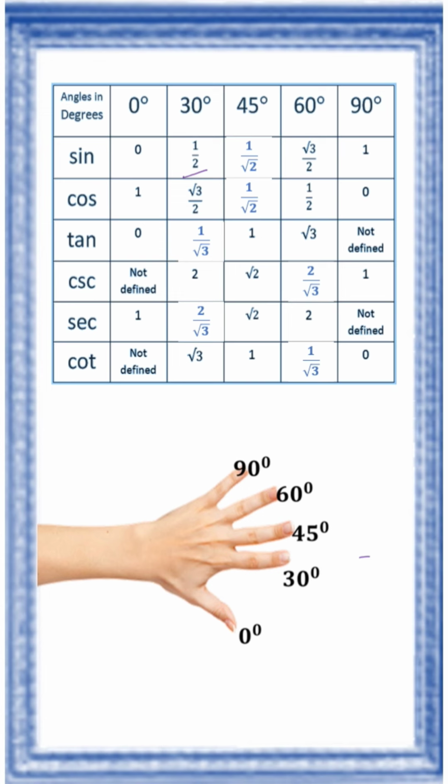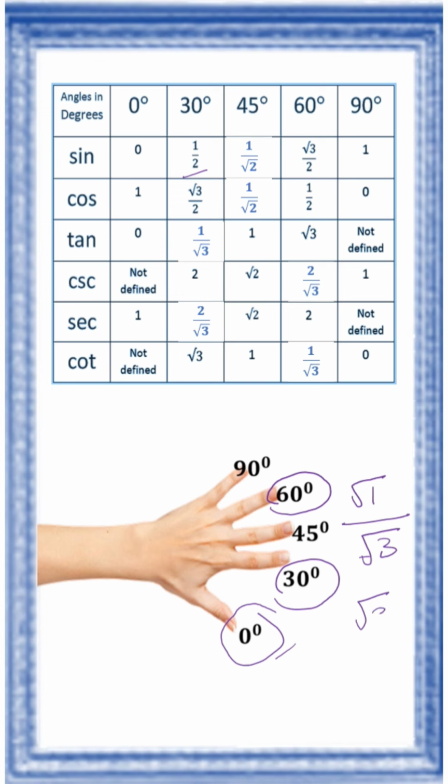For tan ratios, you have to count the root of number of fingers below divided by root of number of fingers above. For example, tan 30. First we have to count the number of fingers below. 1. Root 1 by root 3, number of fingers above. So 1 by root 3. Tan 60. Number of fingers below root 3. Above 1, root 1. So tan 60 is equal to 1.